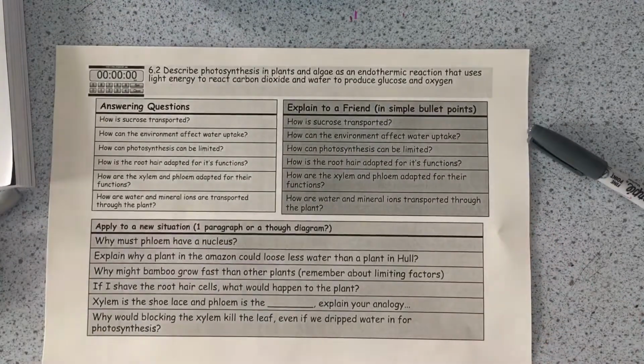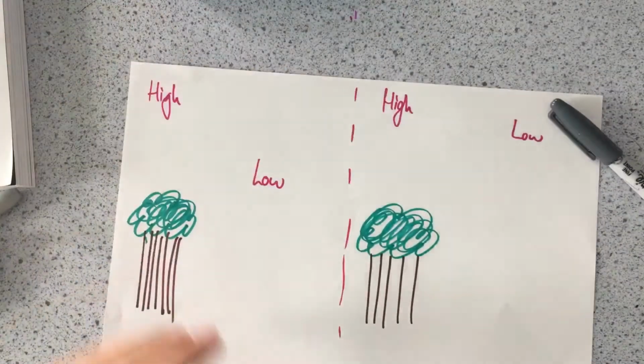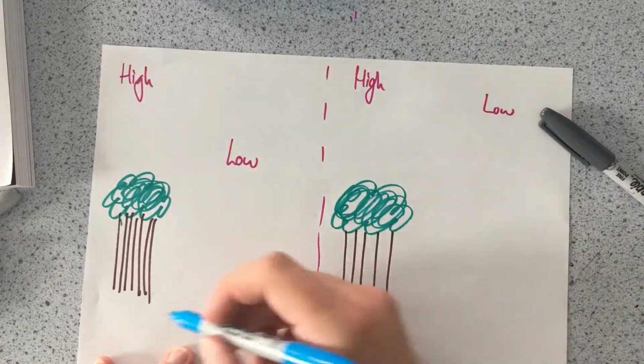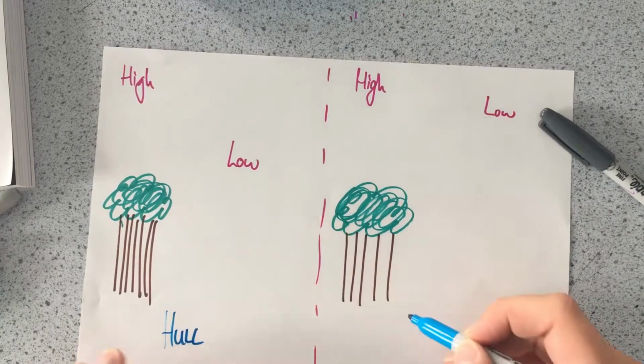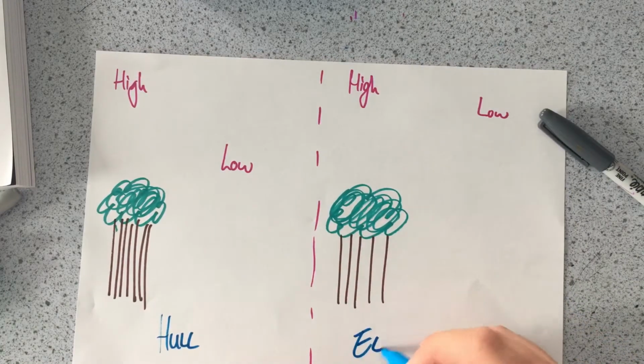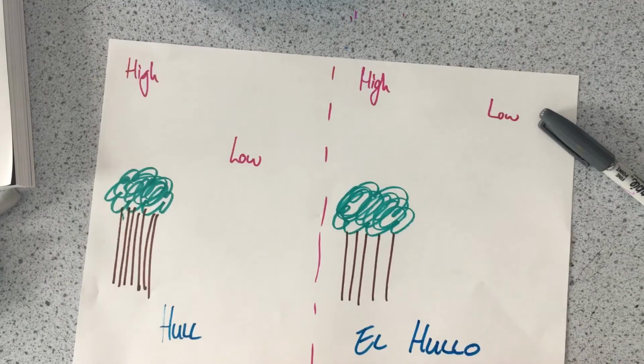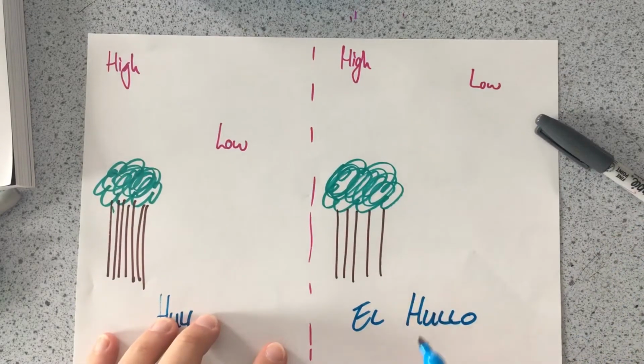Explain why a plant in the Amazon could lose less water than a plant in Hull. Well, this one's actually quite simple, and it's nothing to do with plants. It's all to do with a concentration gradient. So this is Hull, and this is the Amazon rainforest in Brazil. Okay, so it's the Amazon rainforest, and this is Hull.